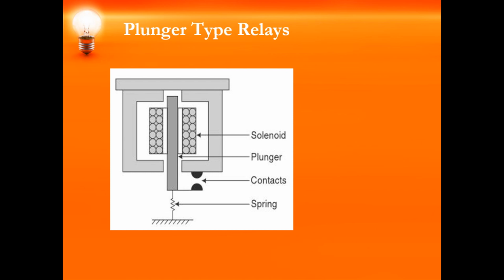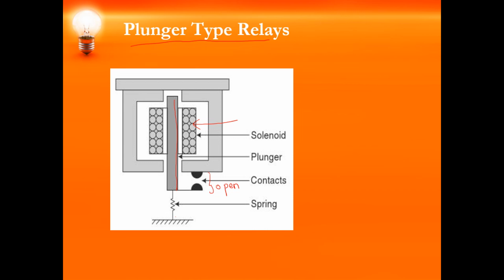Next is the plunger type relays. So the plunger type relay has an iron plunger, it has a solenoid, it has a spring. This is the relay contact which is normally open. Now when the system is under normal operating conditions, we can see that there is a space here between the plunger and your yoke. Now, if a fault occurs, the solenoid or this electromagnet will move this plunger upwards.